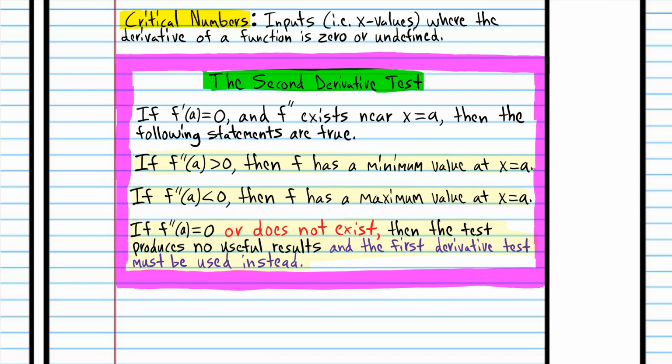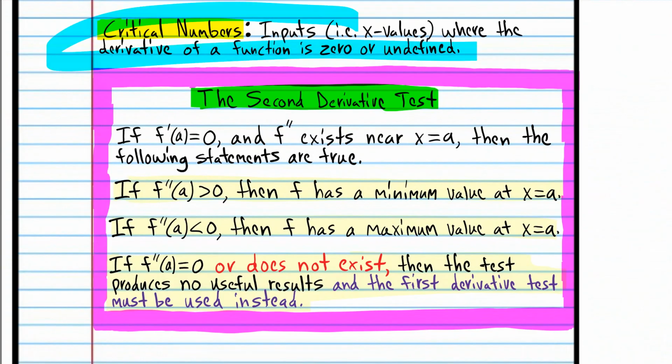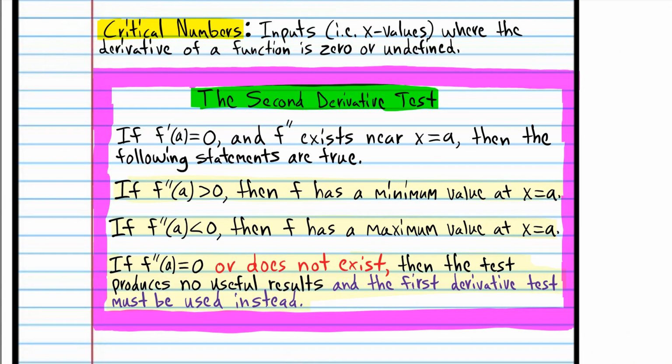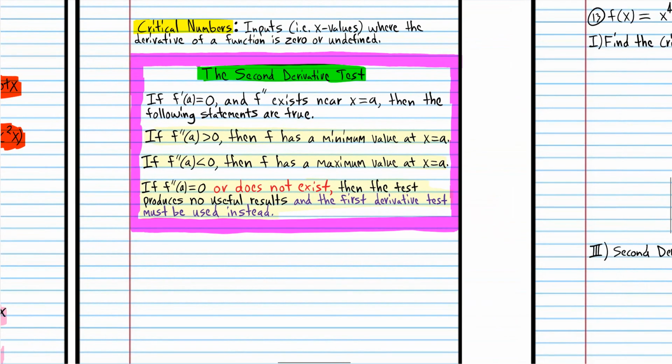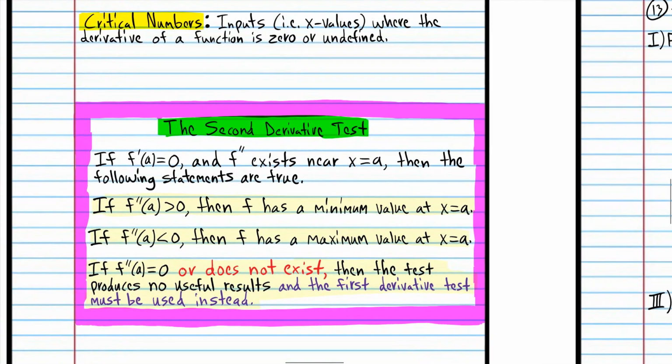So again, the first and the second derivative test are both trying to figure out if you have a maximum or minimum value of the function, but they're doing it in different ways. So you can take a picture of this. This is just up here, a review of what a critical number is. And down here, this is the actual second derivative test. So get a picture of this information.